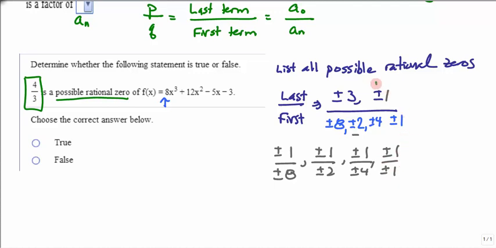Now the rest of this will come from the plus or minus 3 that's in the numerator. Plus or minus 3 over plus or minus 8, plus or minus 3 over plus or minus 2, plus or minus 3 over plus or minus 4, and then my last one, plus or minus 3 over plus or minus 1. Now I have to reduce these. Okay, now 1/8 is already reduced, 1/2, 1/4. Now this plus or minus 1 over plus or minus 1, that's actually just going to be plus or minus 1. 3/8 is reduced, 3/2, 3/4, and 3 over 1.